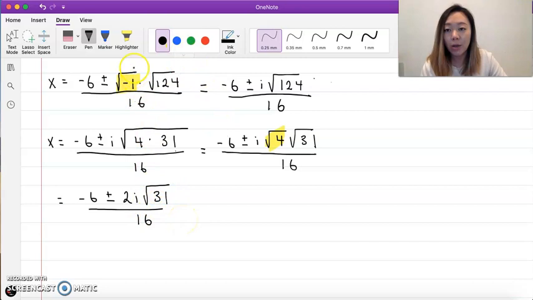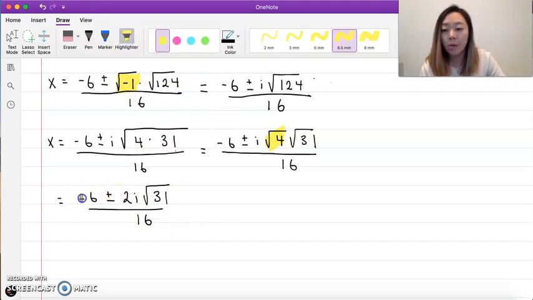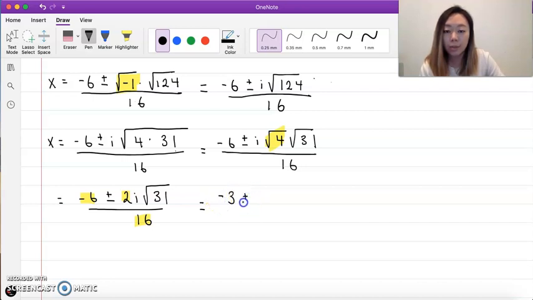And then from here, now you ask yourself, can I simplify anything more? What I'm noticing is that all the numbers on the outside are divisible by 2, right? So we're going to go ahead and divide those three numbers by 2 and see what we get. Negative 6 divided by 2 is negative 3 plus or minus 2 divided by 2 is 1, so it goes away. I square root of 31 all over 16. 16 divided by 2 is 8.